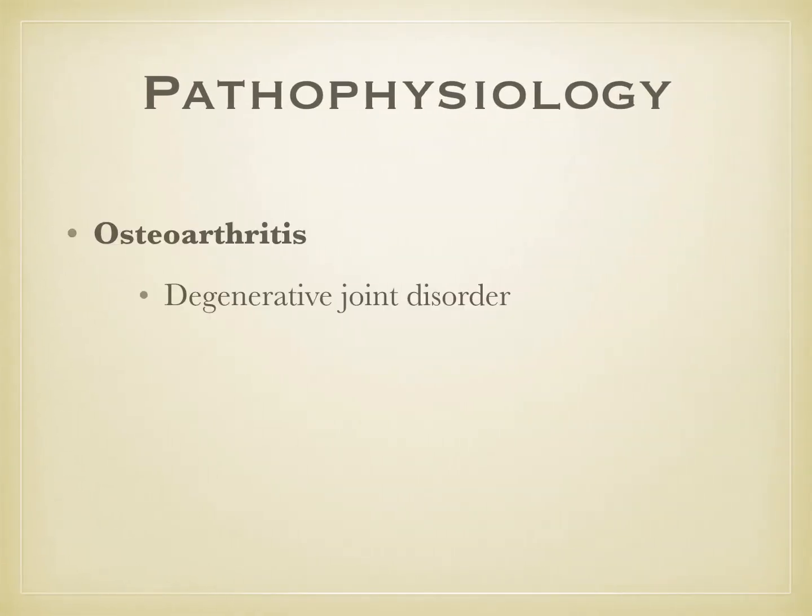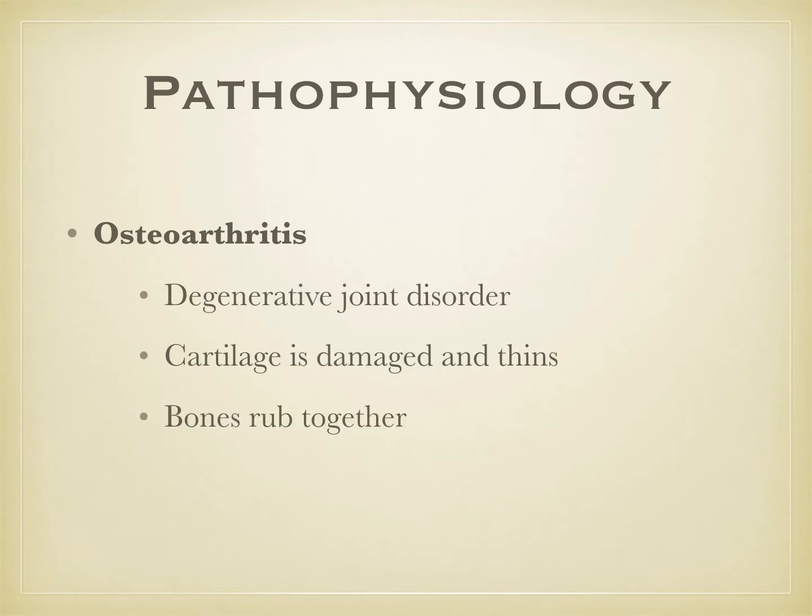Osteoarthritis, a degenerative joint disorder, is the most common type of arthritis. In this disorder, the cartilage within a joint is damaged and becomes thin. This causes bones to rub together, which creates inflammation and pain. Osteoarthritis results from many factors such as genetics, strenuous use of a joint over time, and localized inflammation.